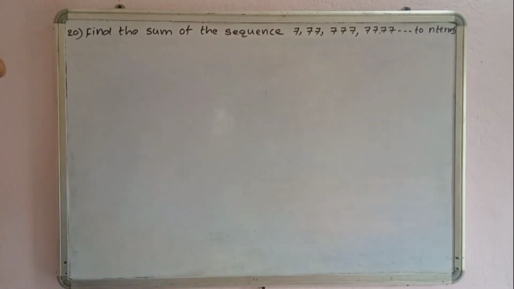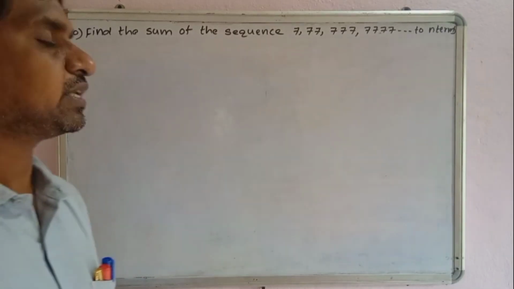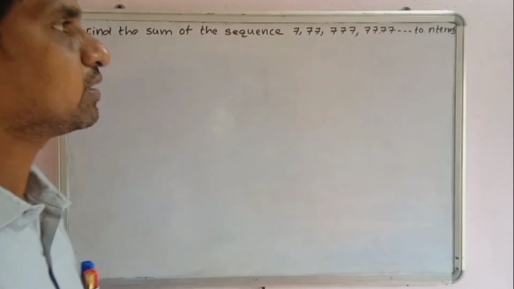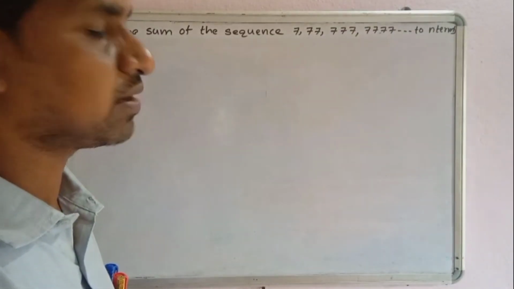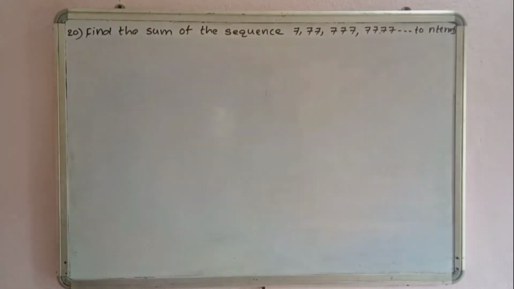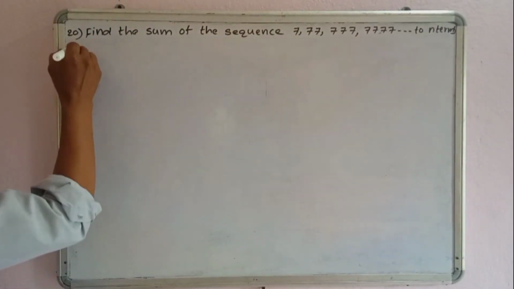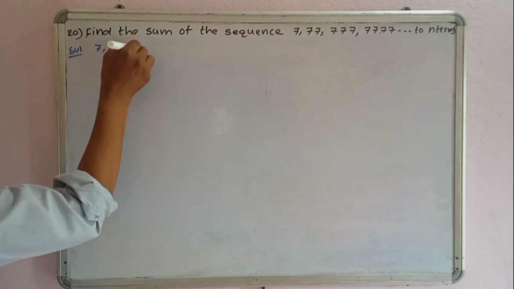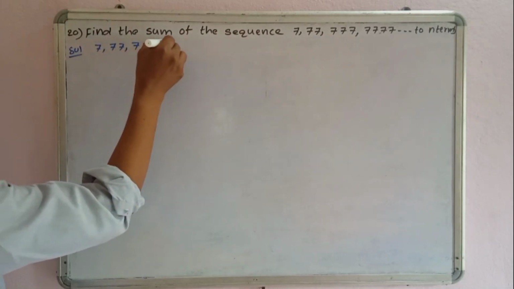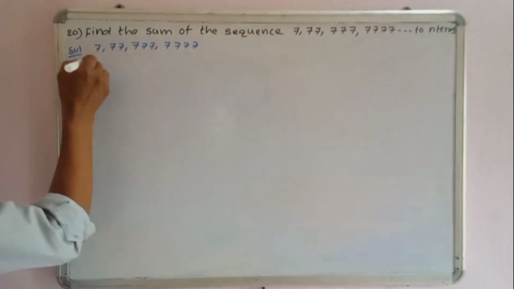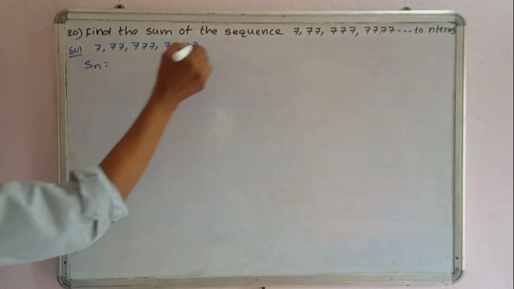See, problem number 20. Find the sum of the sequence 7, 77, 777, 7777 up to n terms. వీటన్నిటి సమ్ చేస్తే మీకు ఎంత వస్తుందో చెప్పాలి. Okay, see first, what is the given sequence? The given sequence is 7, 77, 777, 7777. Now we have to find the sum, so say S. Sum of n terms and so on.